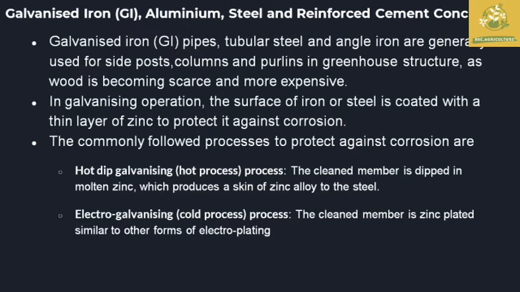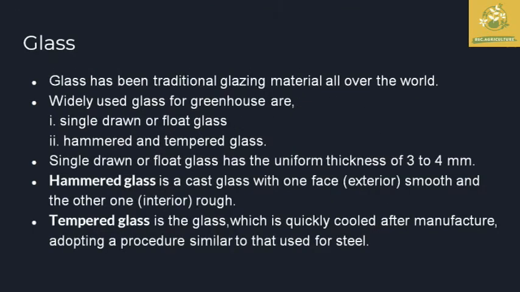And in electro galvanization, the clean member is said to be electroplated by spraying or some other forms in the alloy steel structures. And after that, the glasses. So while seeing about the glasses, they are said to be traditionally galvanized material for making greenhouses all around the world.